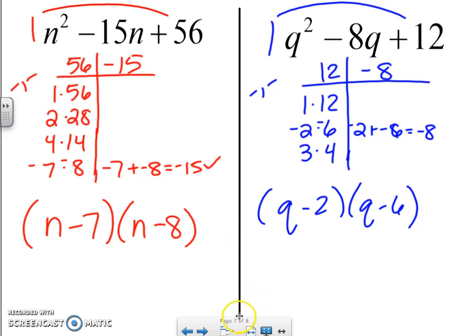Okay, so now you can work on your IXL or your practice papers. So that's how you factor a quadratic when a is 1. And this only works when your first number is a 1.